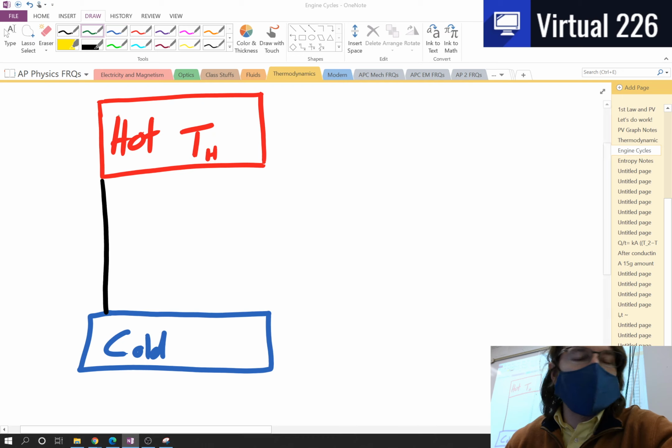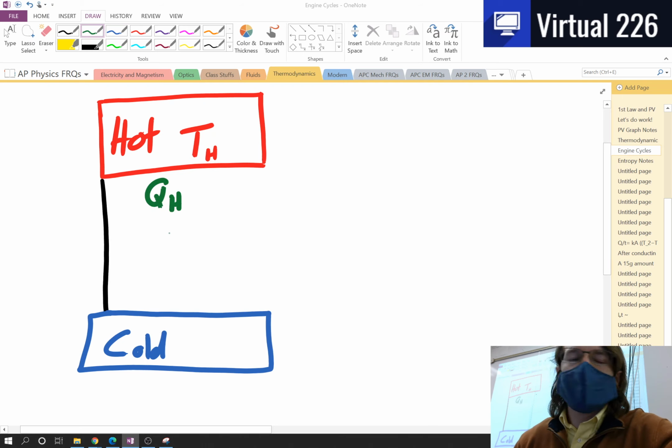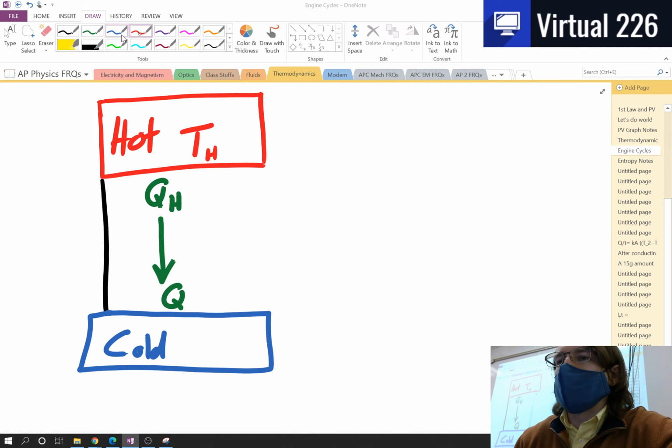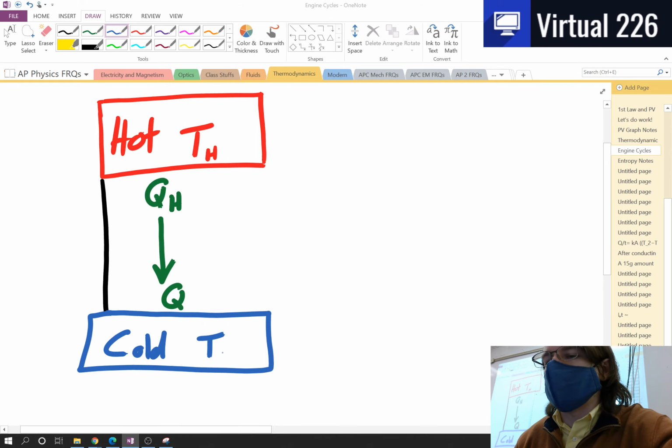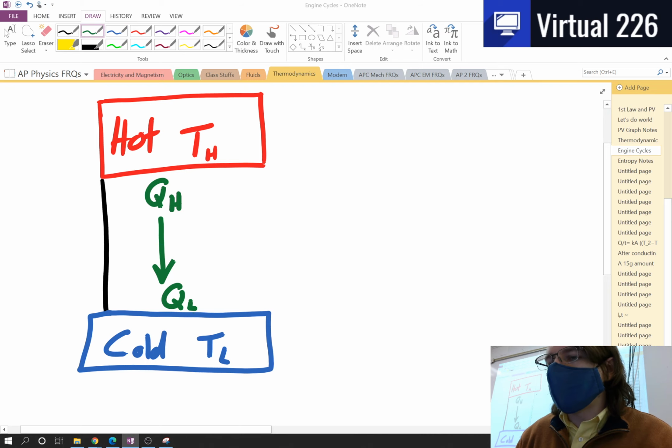Now, what's going to happen here is we're going to have some heat energy from that hot reservoir, and it's just going to work its way down to the cold reservoir. And this cold reservoir is at some TC for cold, or some people, and I, will write it as TL for low. Doesn't really matter. But that will have some low heat energy.